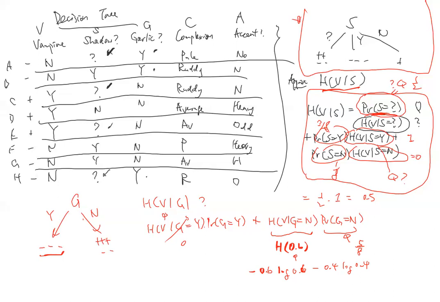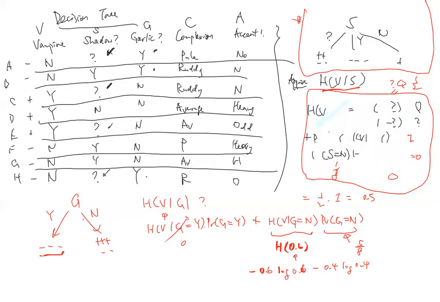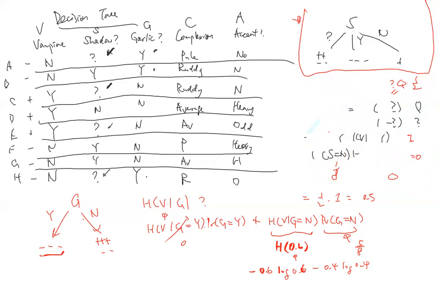So for example, after, let me erase something here, let's say first I determine its shadow, right? And based on this data here, I can completely determine whether this is a vampire or not. So I may stop here, but here I don't know, right?